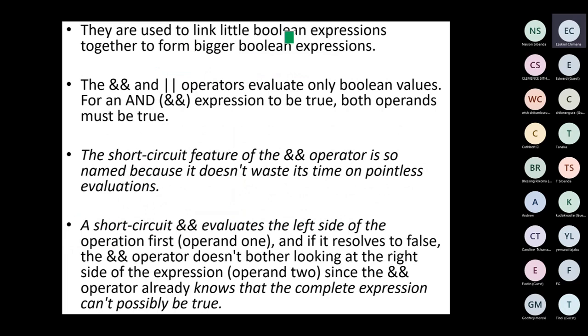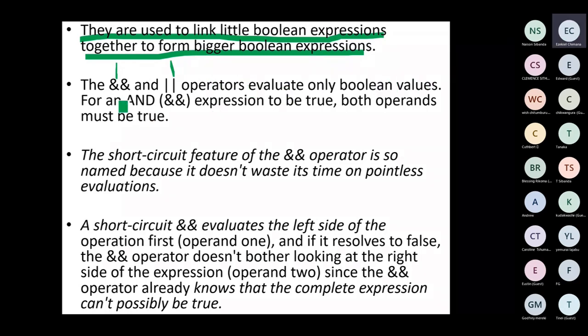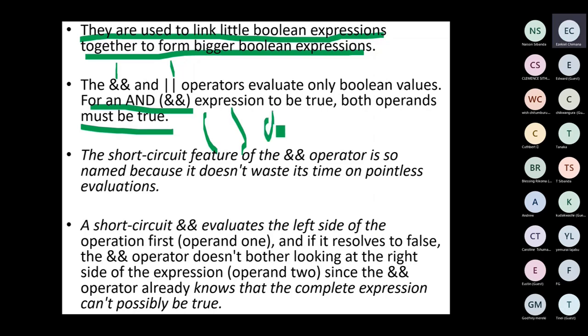They are used to link little Boolean expressions together to form bigger Boolean expressions. You might have single Boolean expressions that you want to join to make a compound Boolean expression, then you use the AND or the OR operator. These operators evaluate only Boolean values. For an AND expression to be true, both operands must be true. If we've got an expression here, then an AND, and another expression, both expressions must be true for us to execute what comes in that block of code.